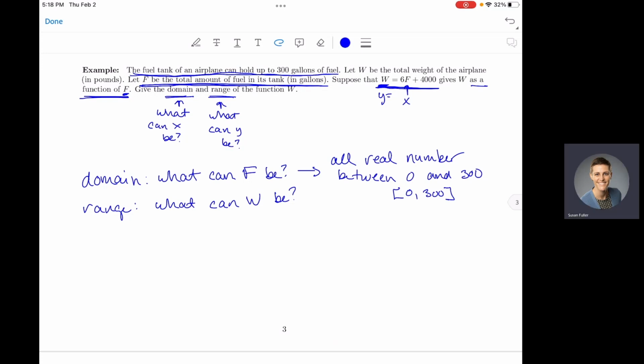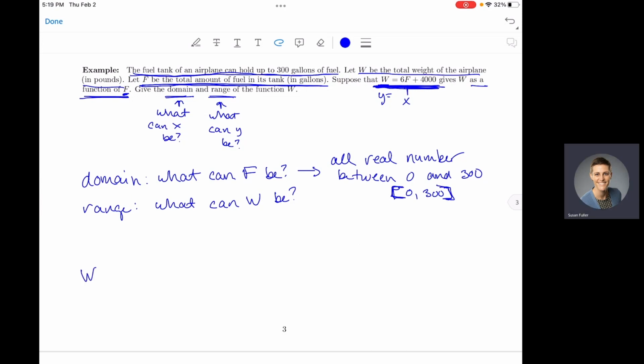So now, what can our range be? Again, range is what can W be? So let's see. W is the weight of the airplane in pounds. Now, the hard thing about this is that we aren't specifically told what the weight of the airplane can be. But the weight of the airplane, W, depends on F. Depending on how much fuel is in the airplane, that determines how much it weighs. So we need to do some thinking here to figure out what the weight can be when we have between 0 and 300 gallons of fuel in our airplane.